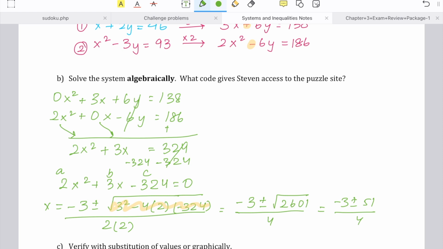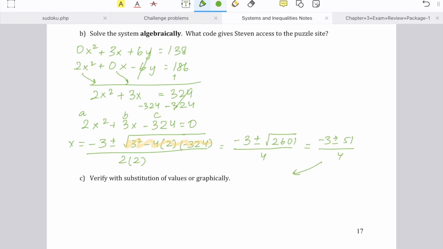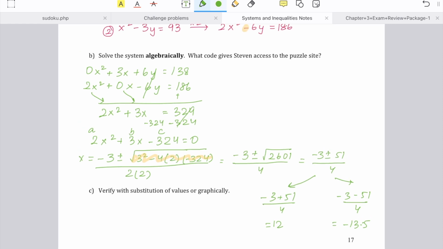Now remember, you have two solutions to it, one with the plus and one with the minus. So negative 3 plus 51 over 4, negative 3 minus 51 over 4. Put that in the calculator, you'll get 12, and then you'll get negative 13.5. So that's just your x values. You're not done yet though. You'll have to find your y values as well, because in systems of equations, you have to find your y value.